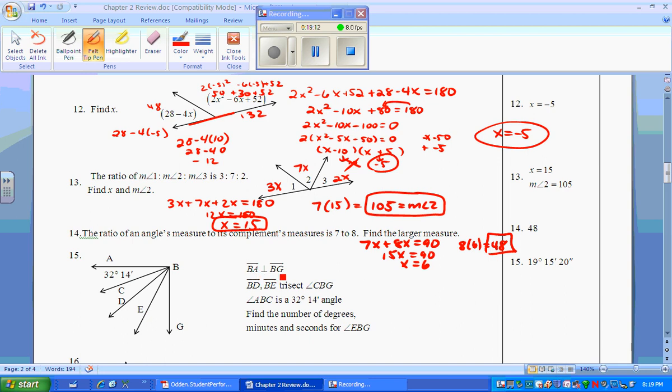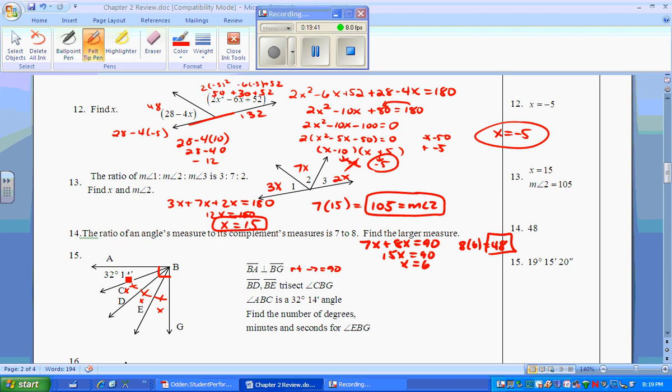Number 15, BA perpendicular to BG. If things are perpendicular, they make a right angle, and a right angle equals 90. So this angle is 90 degrees. BD trisects CBG, so this angle and this angle and this angle are all congruent. So I consider one x, another one's x, and another one is x. And that angle is 32 degrees 14 minutes.